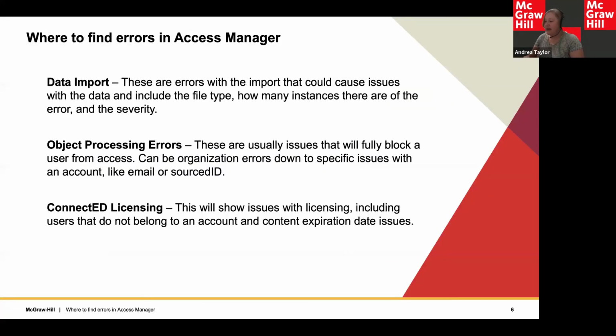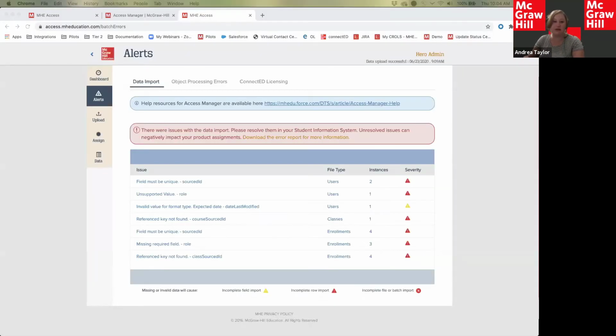So first, let's talk about the data import tab. These are the errors with the import that could cause issues with data, and they include the file type, how many instances there are of the error, and the severity. And I'll go ahead and show you one of those. So here you see the actual error, field must be unique, the field that is causing the error, and then the file type you would have it on, and the severity. You can also see instances. That'll show you how many instances of this you have in your data.